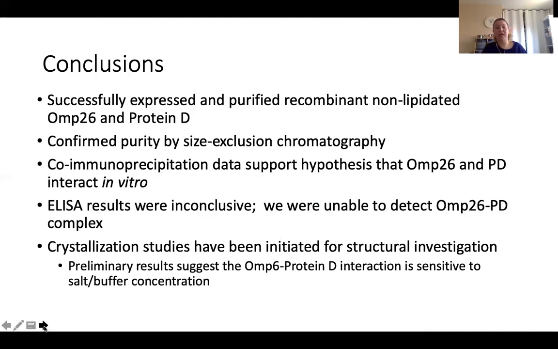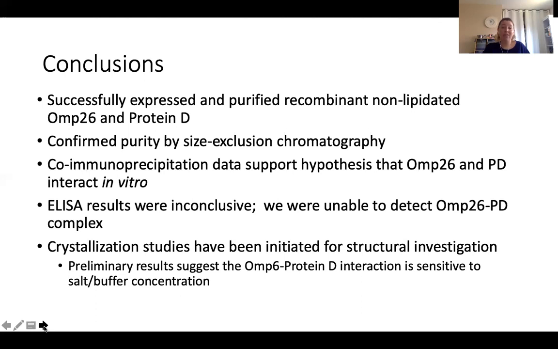So in conclusion, we were able to successfully express and purify recombinant non-lipidated OMP26 and protein D. We confirmed their purity by using size-exclusion chromatography. The co-immunoprecipitation studies support the hypothesis that they do interact in vitro. However, the ELISA studies were inconclusive, and we were unable to detect binding between OMP26 and protein D.